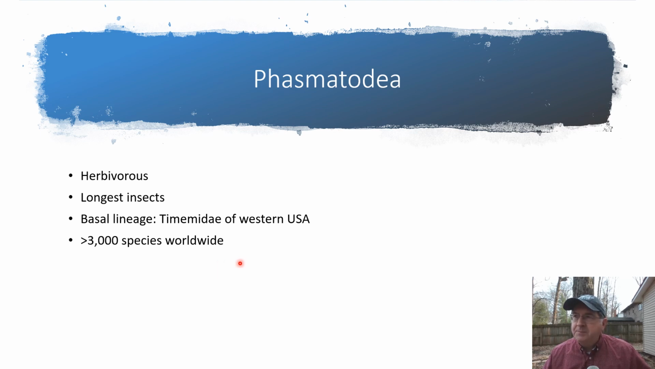I think the most diverse place in the world is the island of Borneo in terms of the number of different species of walking sticks that they have. Some species are winged and can fly. Some species are wingless. And so there's a fair amount of diversity in that aspect of their biology too.